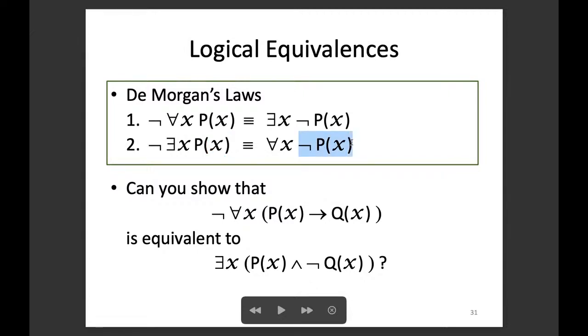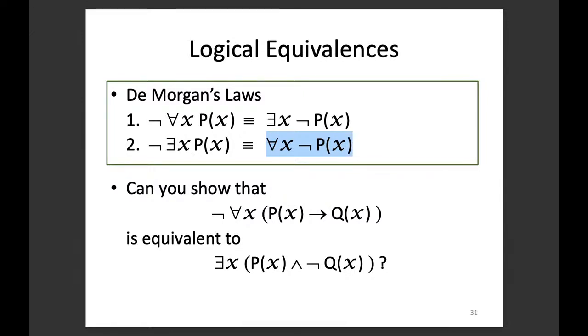Okay, so again, the same as in our daily understanding. If it is not true that there exists some x that makes P(x) true, then it must mean that for every x that you can imagine, P(x) cannot be true. So this one and this one are exactly the same. Okay, so this is De Morgan's law.